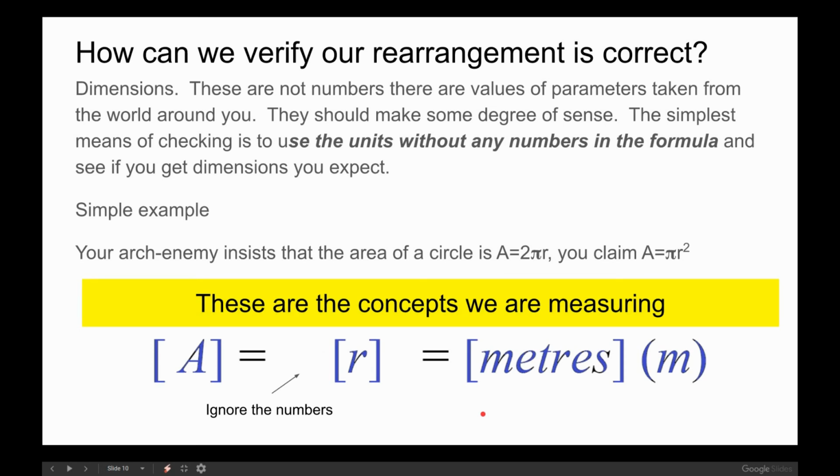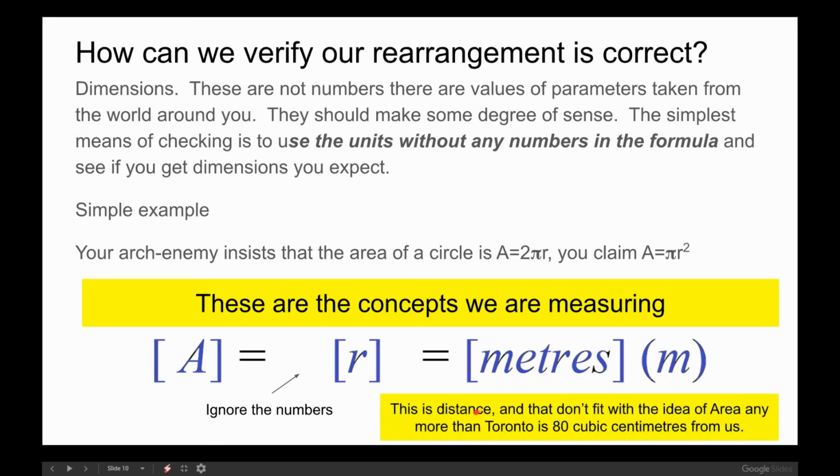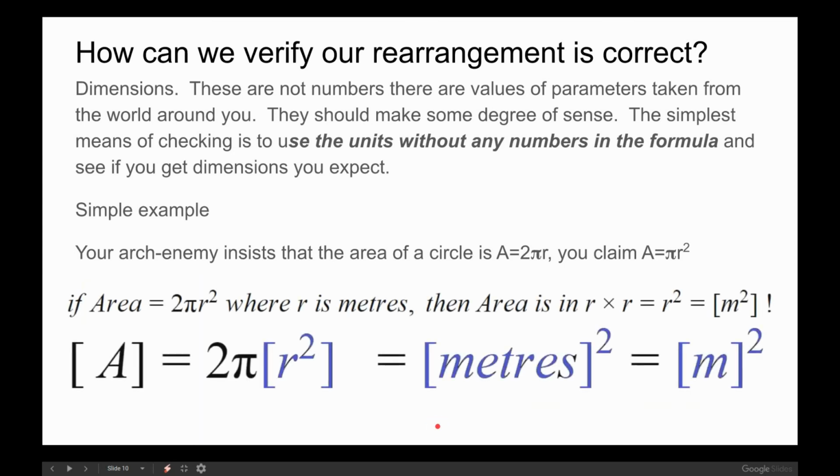The concepts we are measuring of distance are not what area is measured in. That'd be like saying Toronto's 80 cubic centimeters away. How heavy is that? Oh, I know, like 37 degrees. Wow. No. The formula's wrong. Doesn't matter the numbers. The units are wrong. And then you sit there and stick the dagger in. You go, you know why I know I'm right? Take away the 2 pi. My formula has meters squared in it.